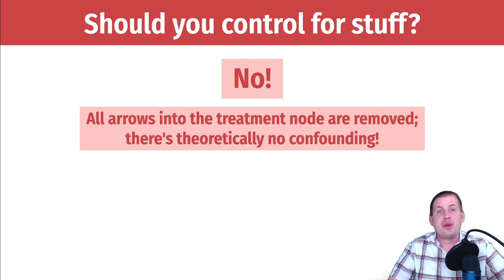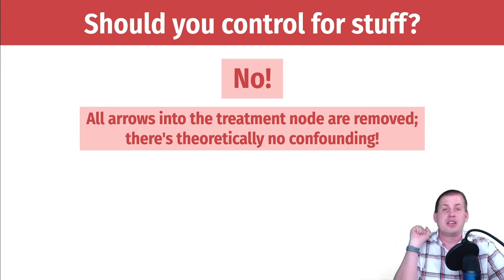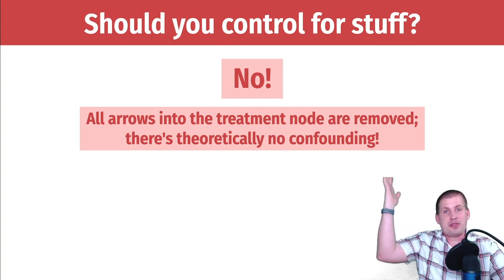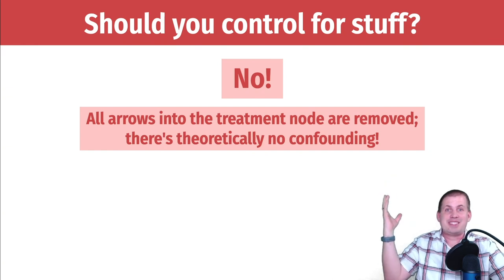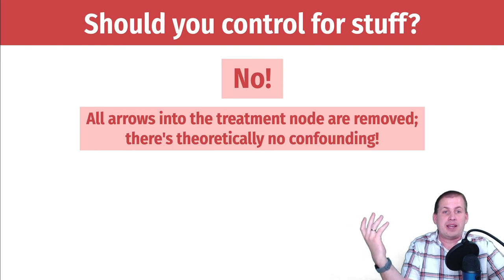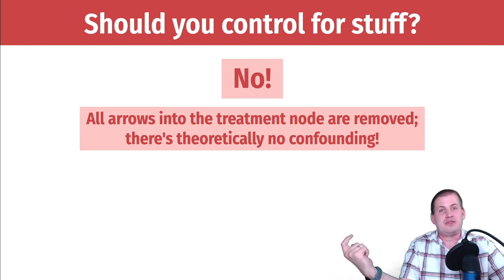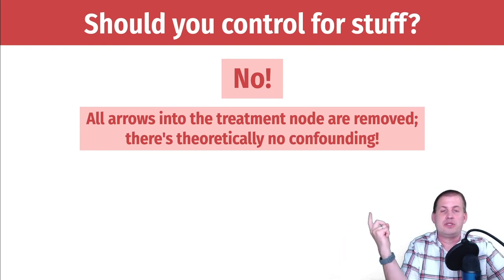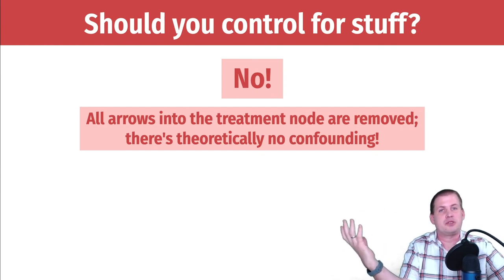Because if you remember the DAG, all of the arrows that go into the treatment node were deleted, because it was a random assignment. And so because of that, we don't need to control for any of the confounders. And so throwing other things in as control variables isn't actually helpful in this situation because it's a randomized trial. And so there's no need to fix any confounding. So don't control for stuff when you have a basic randomized control trial like this.